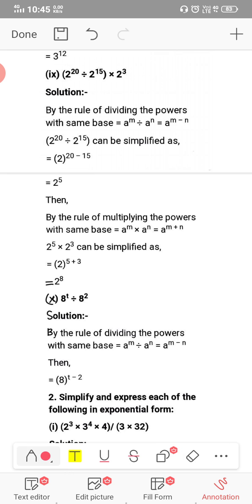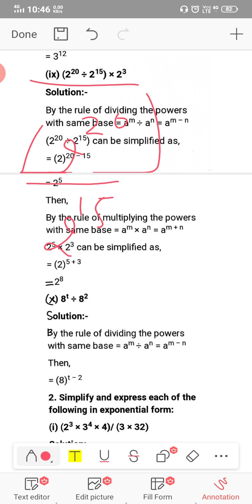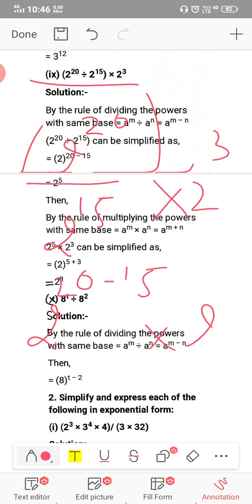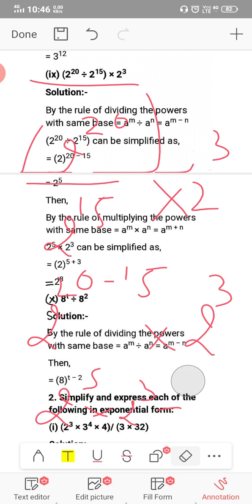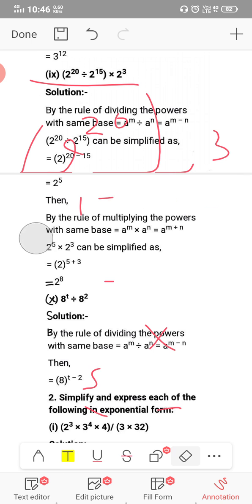Next is 2 to the power 20 divided by 2 to the power 15 into 2 to the power 3. We can see that the bases are the same. So we can write it 2 to the power 20 divided by 2 to the power 15, into 2 to the power 3. So we can write it 2 to the power 20 minus 15 into 2 to the power 3. 20 minus 15 will give us 2 to the power 5 into 2 to the power 3, and this will give us, by a to the power m into a to the power n, 2 to the power 5 plus 3, that is 8, and the answer is 2 to the power 8.